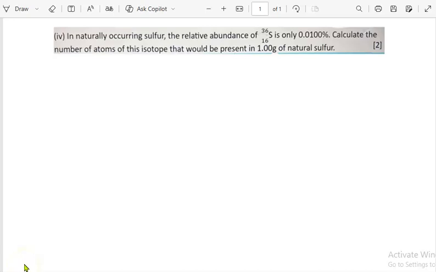All right, take a look at this question. In naturally occurring sulfur, the relative abundance of sulfur-36 is only about 0.01%. Calculate the number of atoms of this isotope that will be present in 1.0 gram of natural sulfur. This question cuts across percentage, moles, and number of particles.